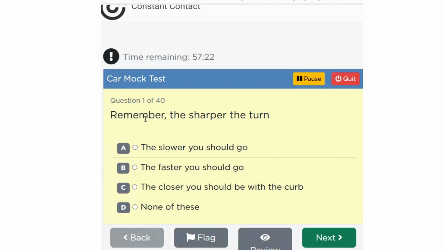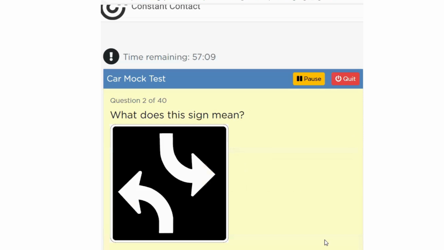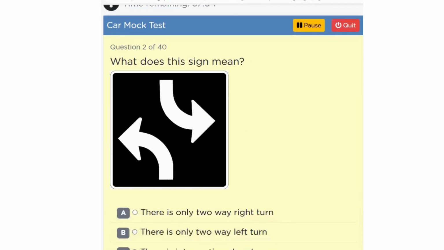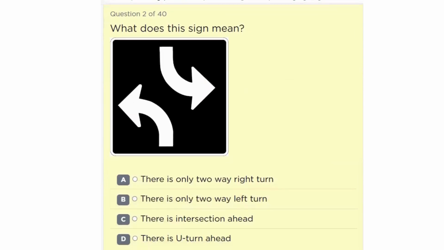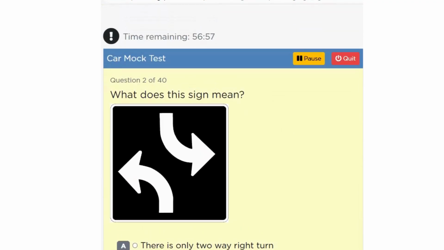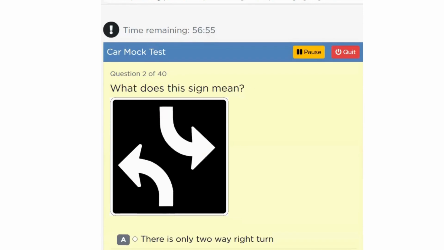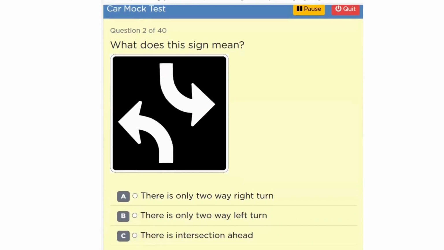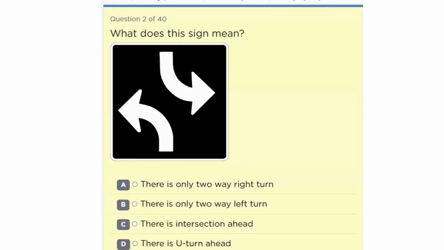The first question is, remember the sharper the turn, the slower you go, the faster you go, the closer you should be with the curve. I think the slower you go. It will show us the correct answers in the end. So do it with me and see what scores you get. The time remaining is 56 minutes. I think that we will do this test before that.